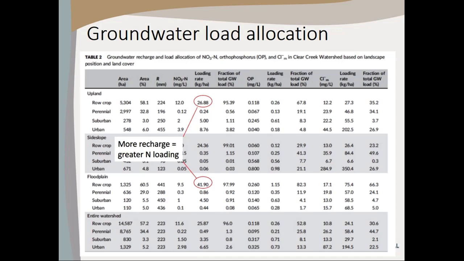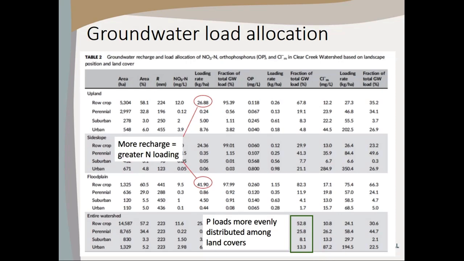So again, like Okoboji, in this case we had 96% of the nitrate load in the watershed coming from row crop areas despite occupying 57% of the area. Phosphorus loads were a little more evenly distributed. This is groundwater phosphorus, not total phosphorus exported.